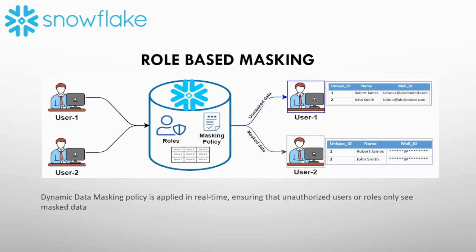In data masking, we can use role-based data masking and tag-based data masking. In today's session, we are going to do role-based data masking. There are two users, user 1 and user 2. Both are trying to access the data from the table. One user will get the actual data and another user will get the masked data based on the masking policy and the roles they belong to. With this, let us move on to the practical session.